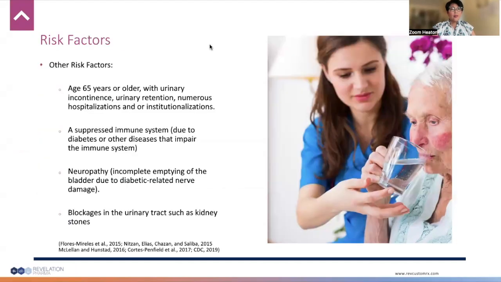Other risk factors include age 65 years or older with urinary incontinence, urinary retention, numerous hospitalizations and/or institutionalizations, a suppressed immune system, whether it be due to diabetes or other diseases that impair the immune system, neuropathy, incomplete emptying of the bladder due to diabetic-related nerve damage, and blockages in the urinary tract like kidney stones.